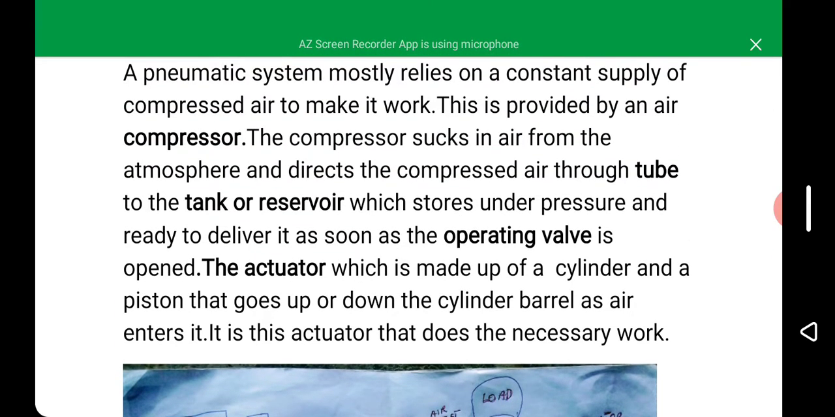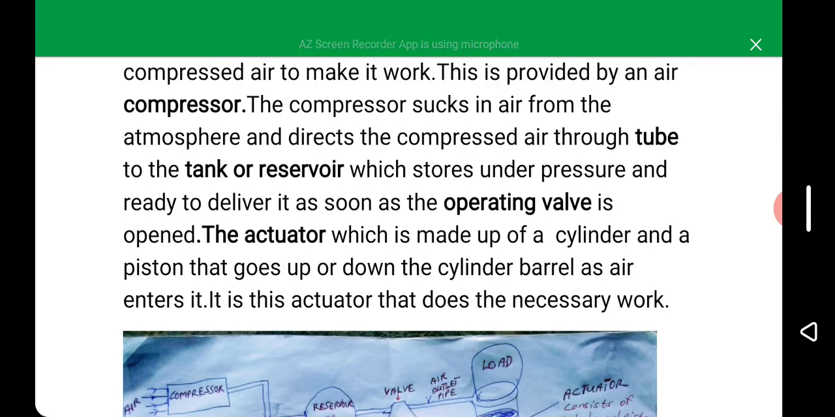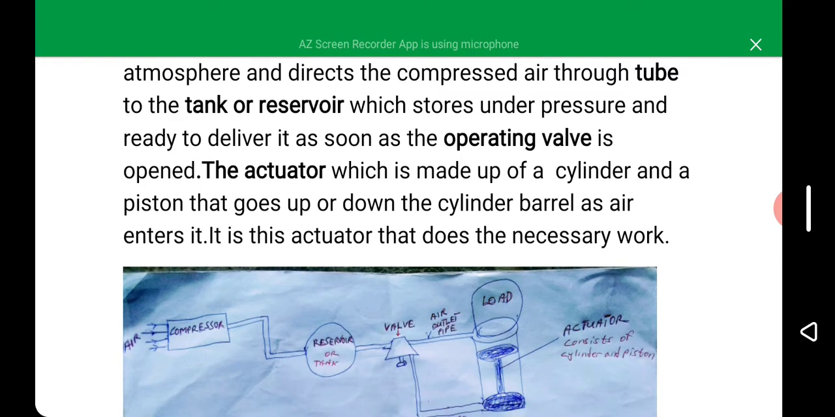As soon as the operating valve is open, the compressed air is delivered. So we now have what we call the actuator.